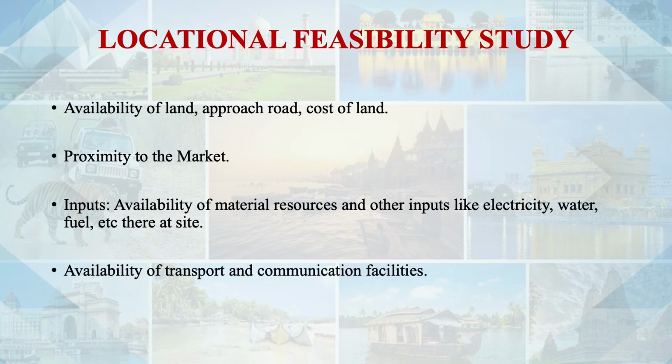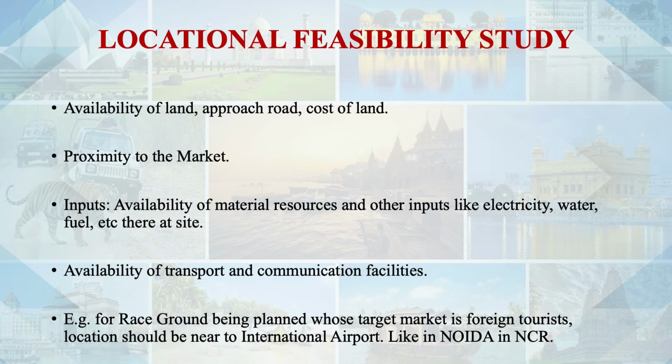Availability of transport, communication. Likewise, I give you an example. Very few Formula 1 race grounds are there in the world. Then ex-Chief Minister of Uttar Pradesh, Mayawati ji, had an idea that why not have a Formula 1 race ground in India, and preferably in UP. And she established one in Noida near Delhi, and the Formula 1 race ground was established.